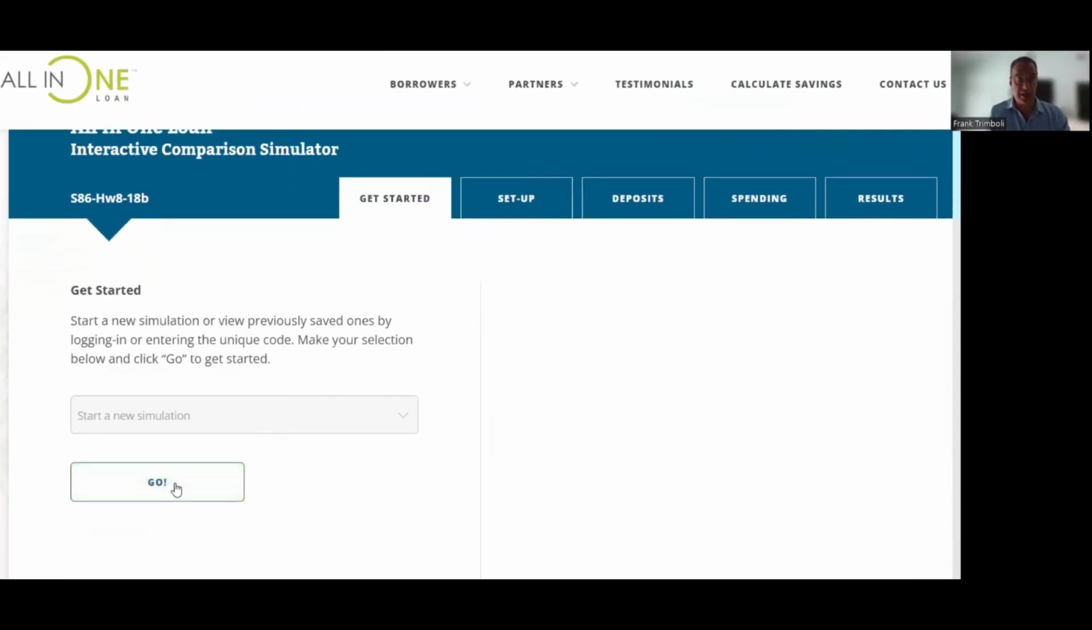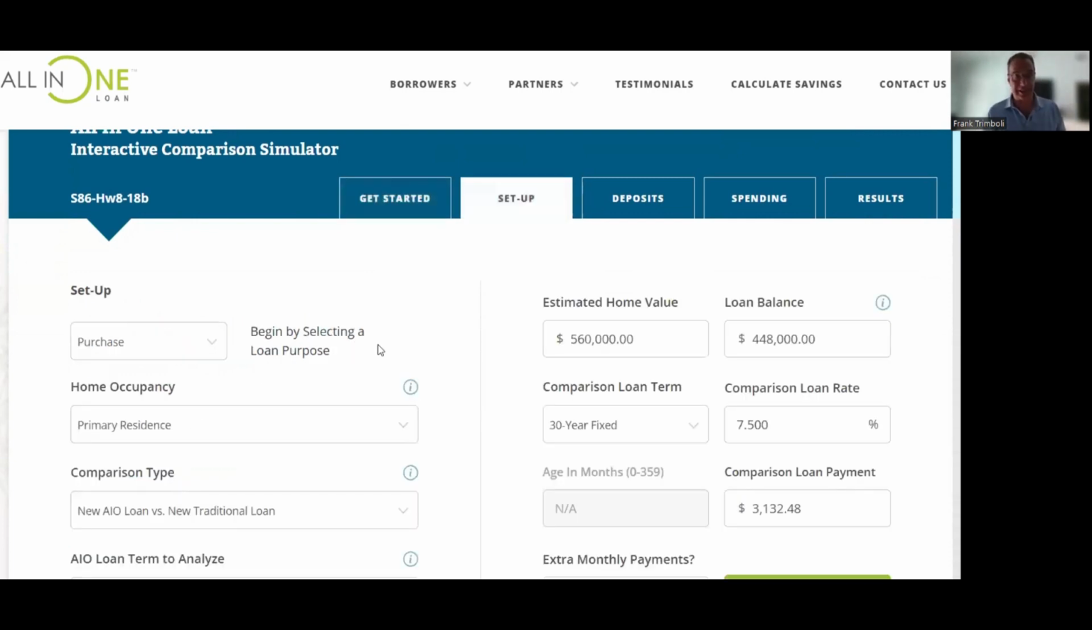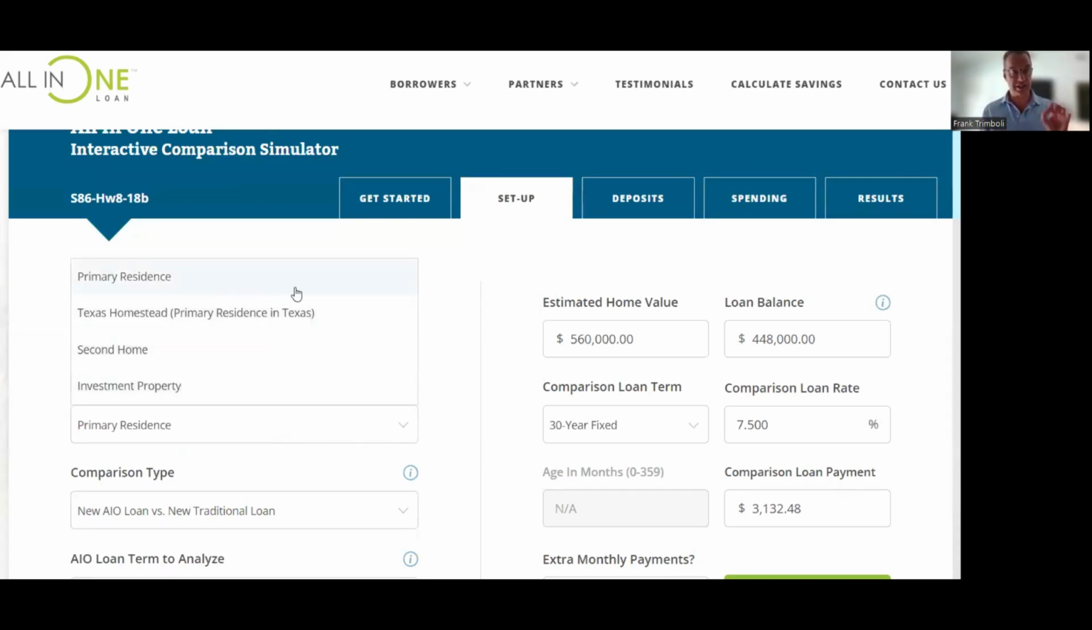So jumping in here, we'd go to the All-in-One link, and this is already set up for this one. We could do a purchase, a refi, or a cash-out refinance. In this situation, it is a purchase. We're going to take this new proposed All-in-One purchase, comparing it to a traditional mortgage.